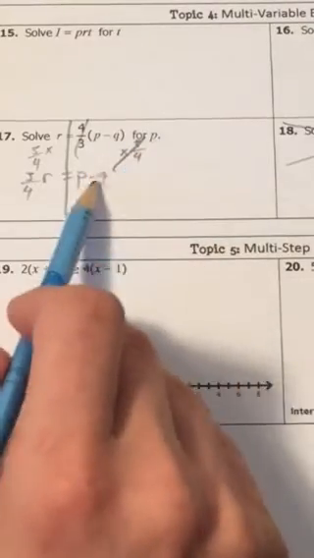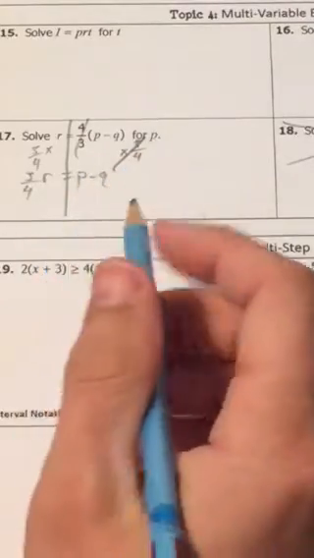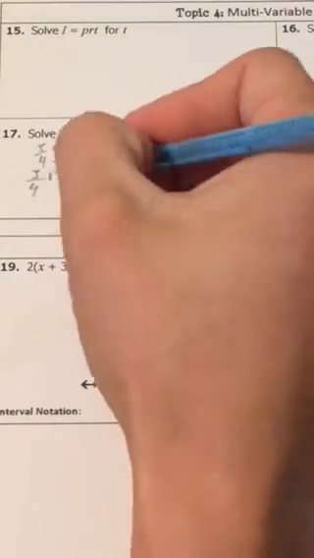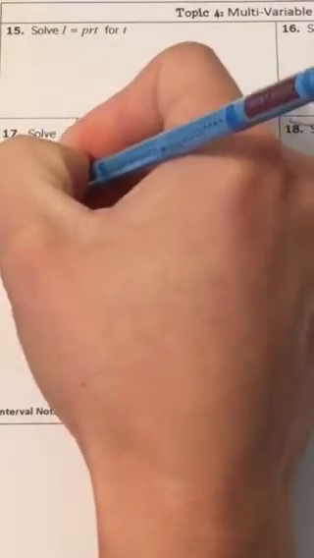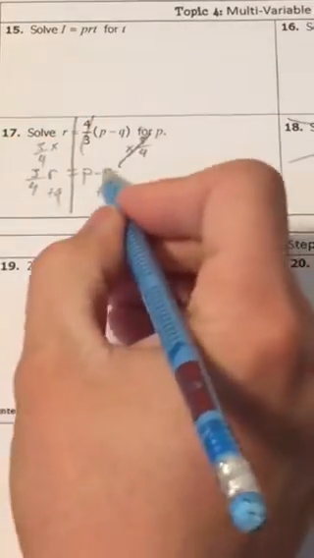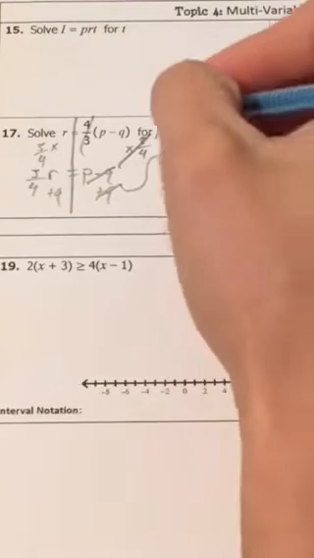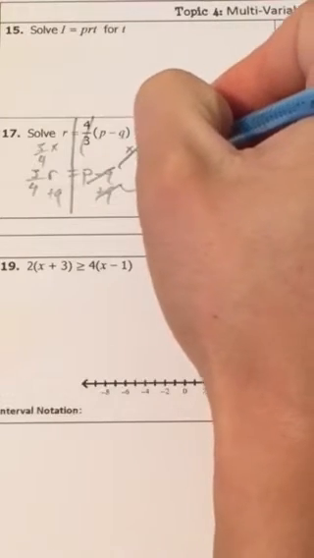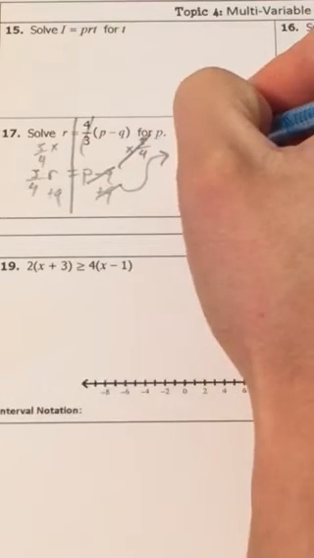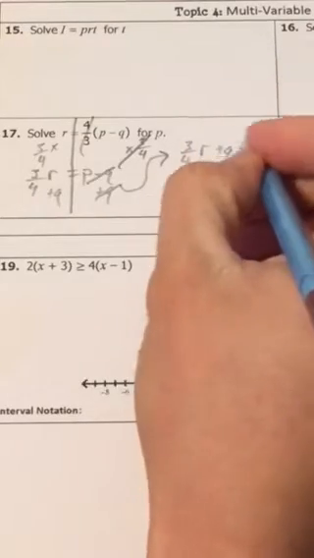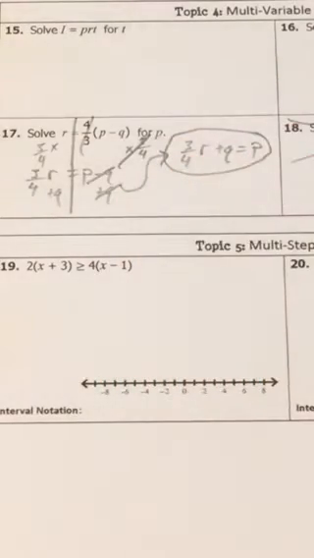Now I'm solving for p, so I need to get rid of the minus q. So I'm going to add q to both sides, plus q, plus q. Sorry for the lack of space, I'll just write the answer over here. So I'm going to have 3 over 4 r plus q. That's going to be what equals p. So there's my final answer there.